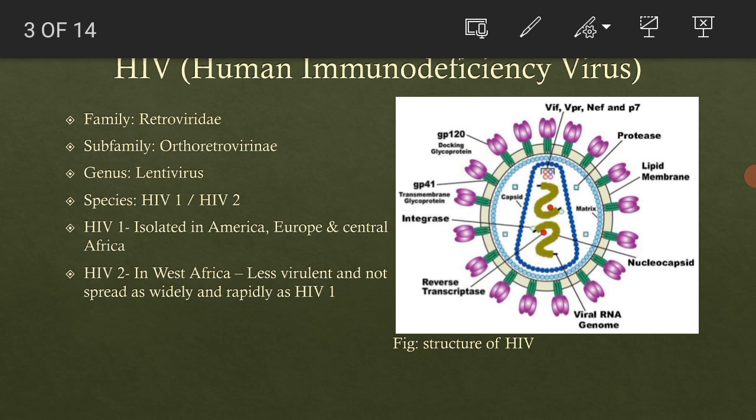positive sense single-stranded RNAs are present. And on each RNA we are having two enzymes. One is the reverse transcriptase and the other one is the integrase. So the integrase enzyme will help to integrate into the host cell and the reverse transcriptase enzyme will help to transcribe the genome with the host cell genome. Okay, so this is the structure of the HIV virus.